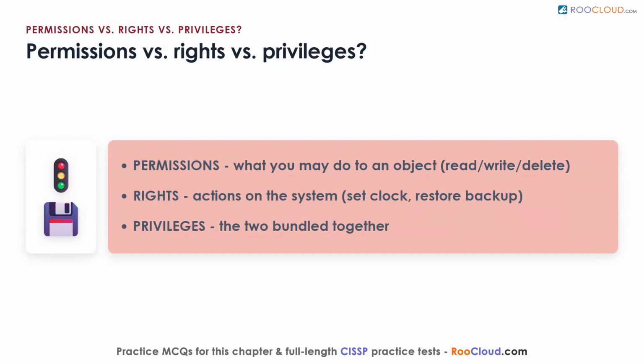Let's start with a distinction the exam loves. What is the difference between permissions, rights, and privileges? Permissions are what you can do to an object, like read, write, or delete a specific file. Rights are the ability to take an action on a system, like changing the clock or restoring a backup. Privileges are simply the two bundled together. Think of a building. Permissions are which rooms you may enter, rights are which machines you may operate, and privileges are the master set an engineer carries.